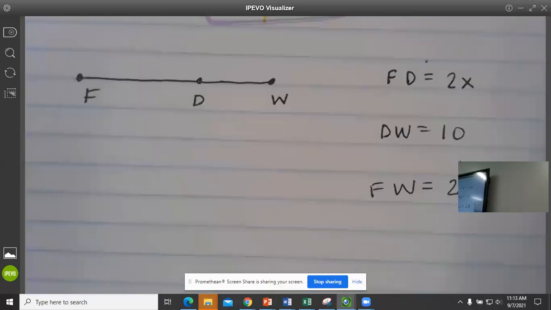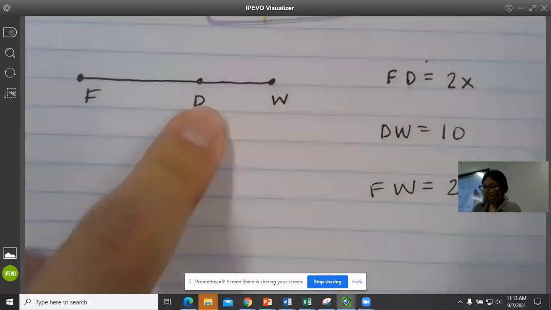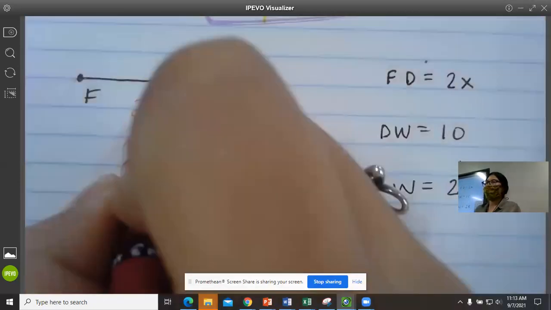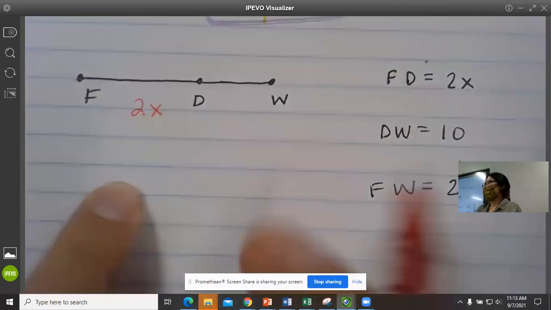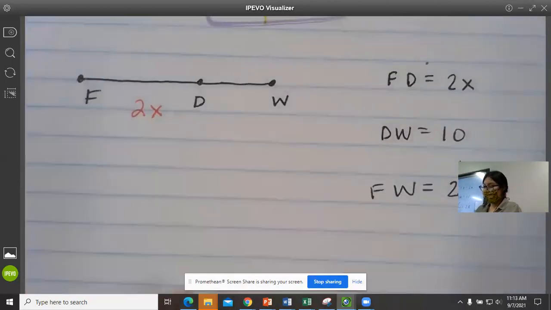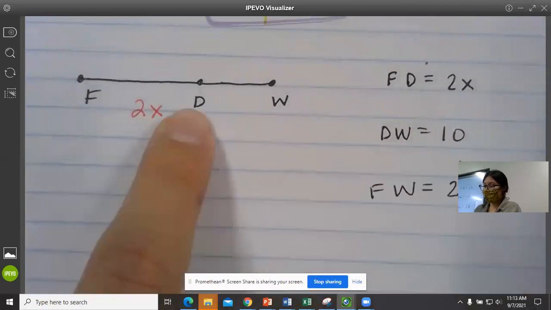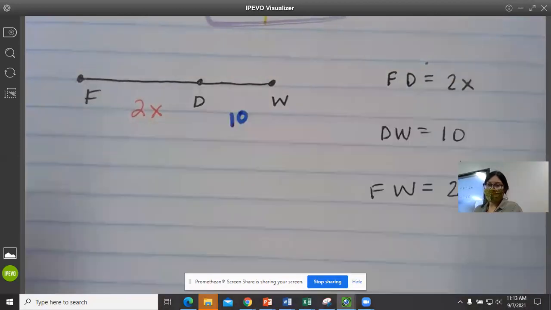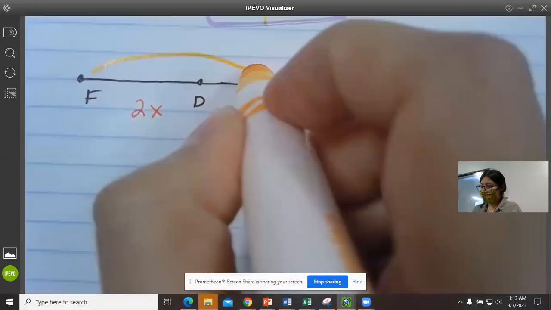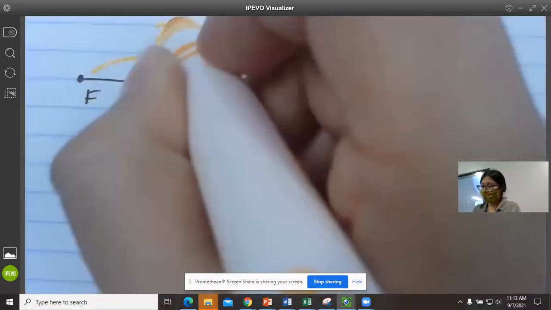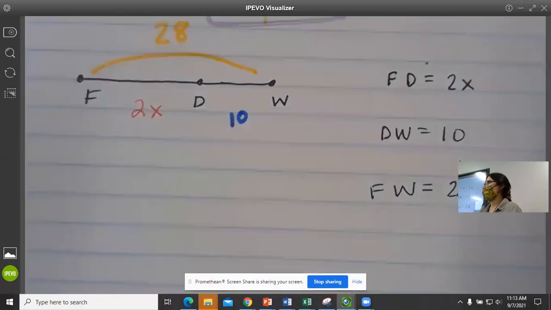What I meant by that, so from F to D, it's 2X. So you're supposed to write 2X between F and D. And then between D and W, you would write 10. And then between F and W, the whole thing, that would be 28. That's what I was asking for. Okay, so a lot of people got checks. Let's do the next part.